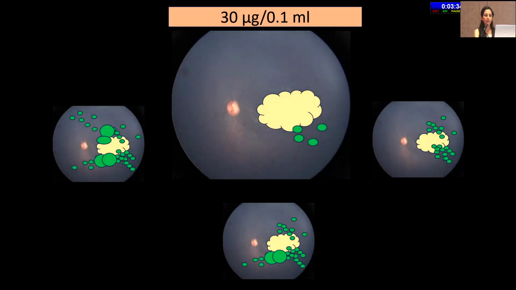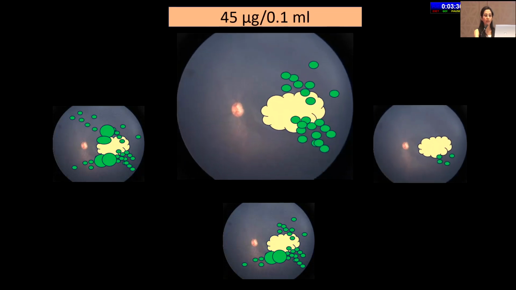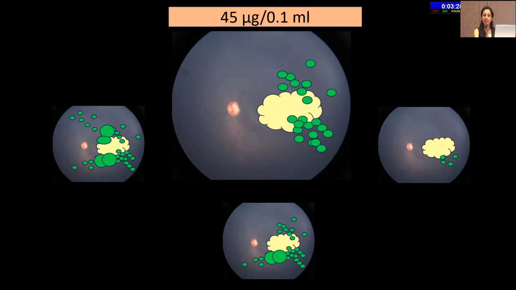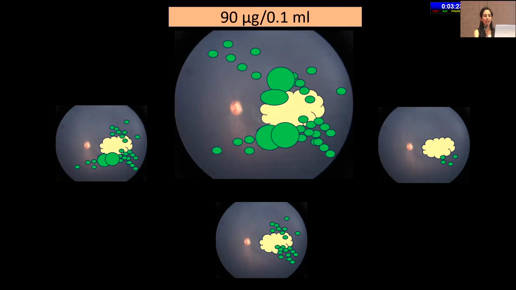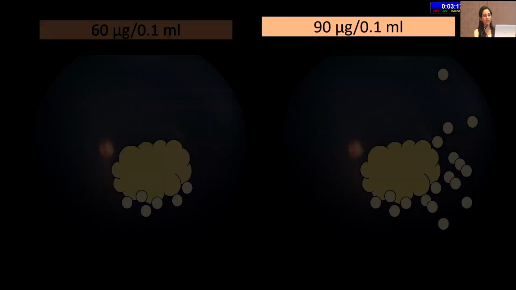All the cases with focal seeds only in one quadrant were given IVT in a dose of 30 microgram. Seeds in 2 quadrants received 45 microgram, seeds in 3 quadrants received 60 microgram, and the highest dose of 90 microgram was given to those with diffuse vitreous seeds or seeds in all 4 quadrants.